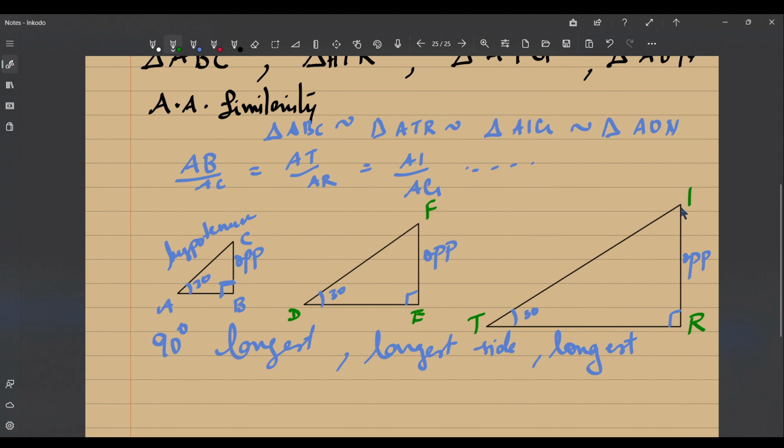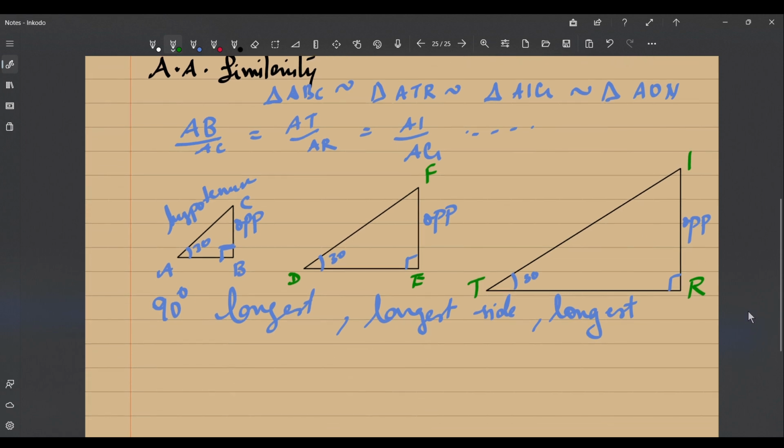Okay. So the corresponding sides have to be equal, isn't it? The ratios of the corresponding sides have to be equal. So let me take the opposite by hypotenuse of the first triangle. If you want me to name them, it is BC by AC. This would be equal to the opposite by hypotenuse of the second triangle, which is EF by FD, which is equal to RI, the opposite to 30 degrees. I am talking opposite to the 30 degree angle which we have considered now. So RI by TI. All of them are equal, right?